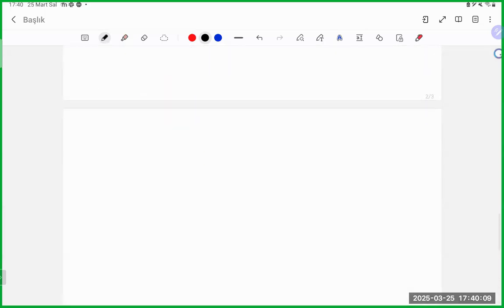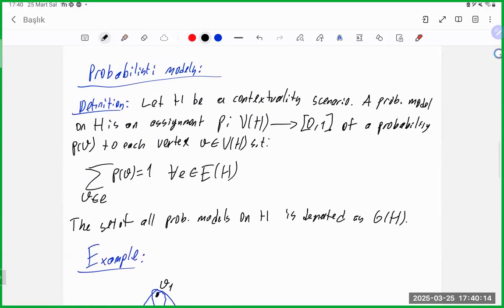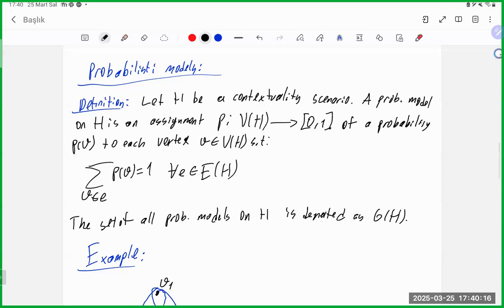Also, can you go up to the definition real quick? I just wanted to see the probabilistic models. Yes, okay, I see. Okay, thank you. I just wanted to see something.